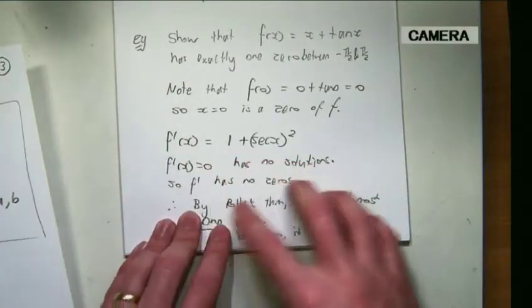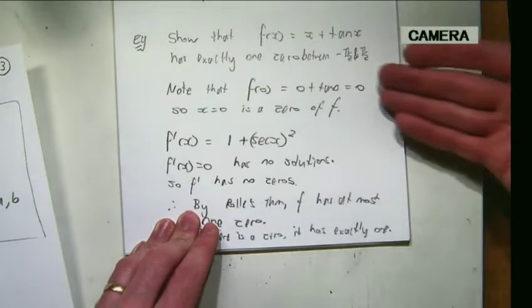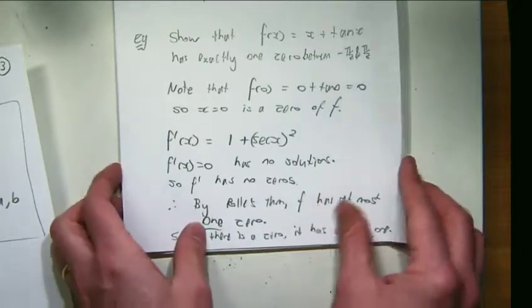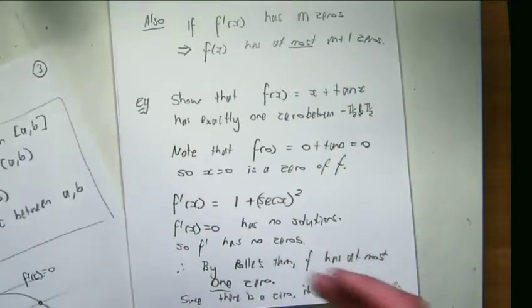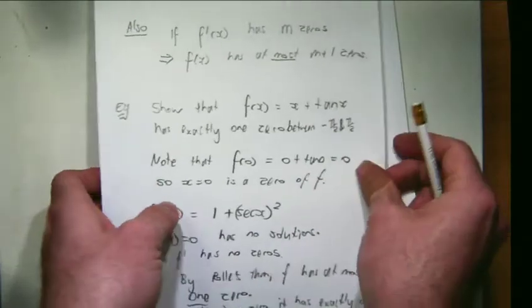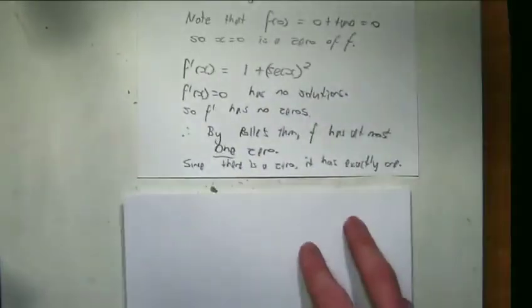So this here, if I didn't know that it already had a zero, all that Rolle's theorem would tell me is it had at most 1, and it might not have any at all. It could have 0 or it could have 1. But since I found 1, that rules out the 0, and now there's only 1. That's page 4. Okay, let me do another example of using Rolle's theorem.